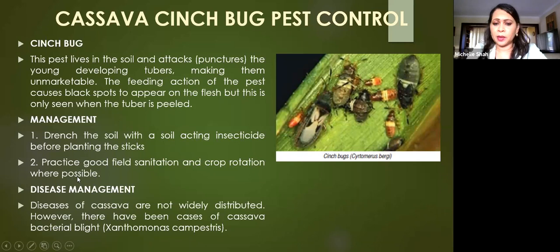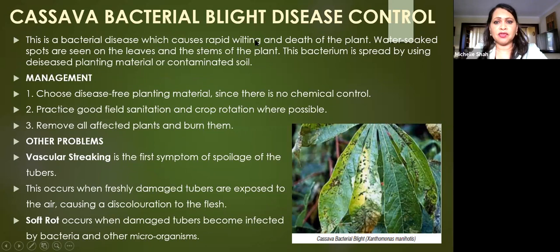Disease management of cassava. Diseases are not widely distributed. However, there have been cases of cassava bacterial blight, which causes rapid wilting and death of the plant. We have water-soaked spots which are seen on the leaves and stems of the plant. The bacterium is spread using diseased planting material or contaminated soil.